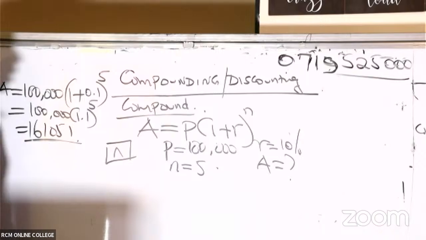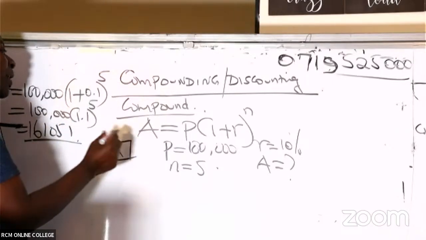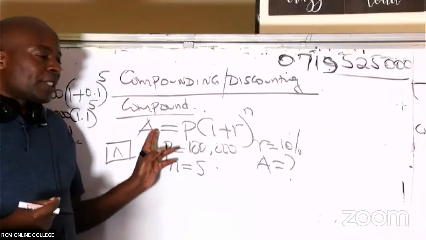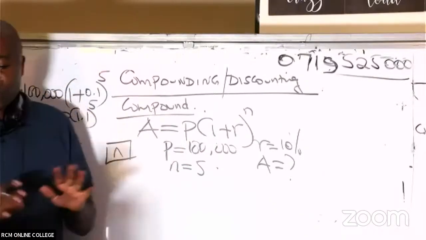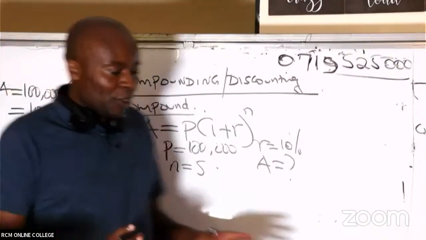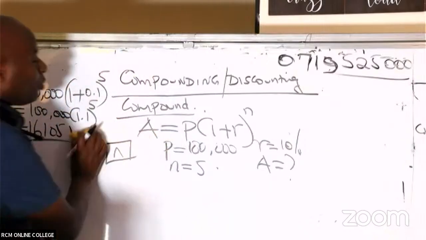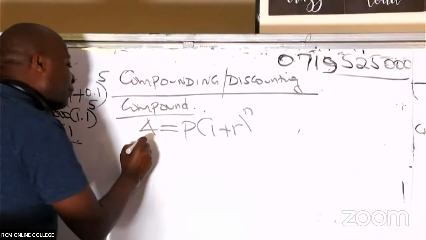So we are getting this 161,051 as the total. Ladies and gentlemen, remember this amount you're going to get, the cumulative amount, is what we call the future value. So whenever you see this amount A, it's also known as your future value. And now that is what connects my arguments today. Today I've got very good arguments, ladies and gentlemen.